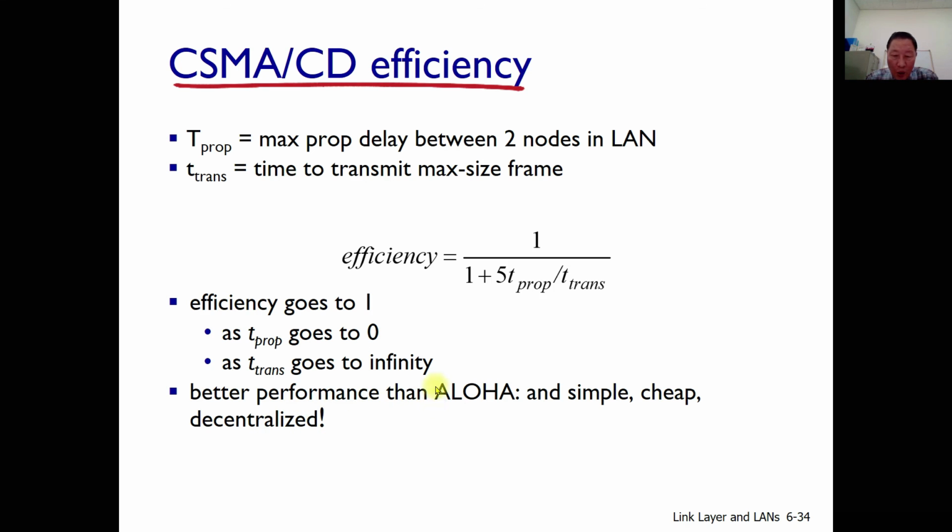This scheme has better performance than Aloha, and it is simple, cheap, and decentralized. That is the main advantage of this scheme. Thus, that is the main reason why Ethernet is still alive and we use it every day, even though the other technologies have been thrown away. They are not being used a lot, and slowly they passed away.